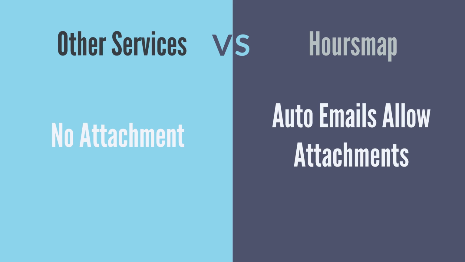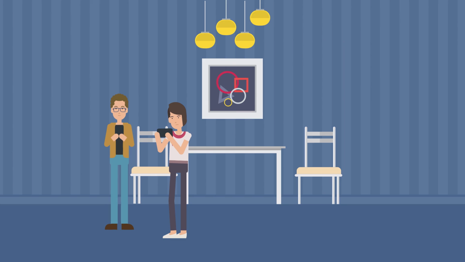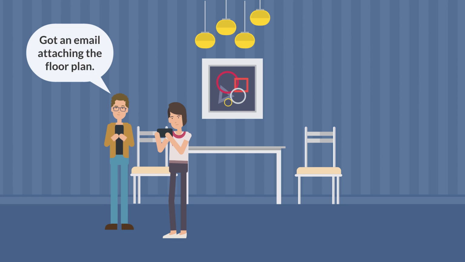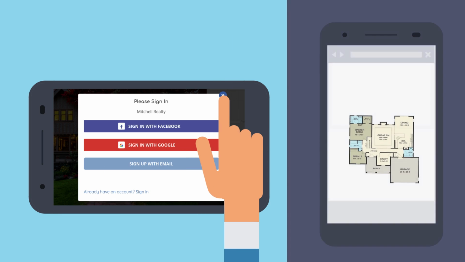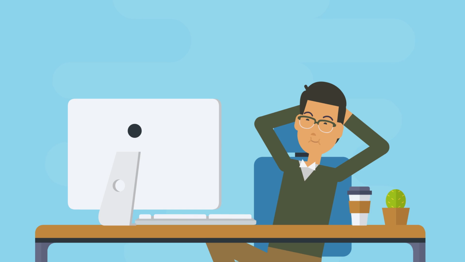Another feature that makes us different is that our auto emails allow attachments. You can have the visitors receive an automatic email with the information attached while they are still at the open house. Or you can direct them to a web page. Sending your visitors information automatically means you'll have less emails to send when you return to your office.